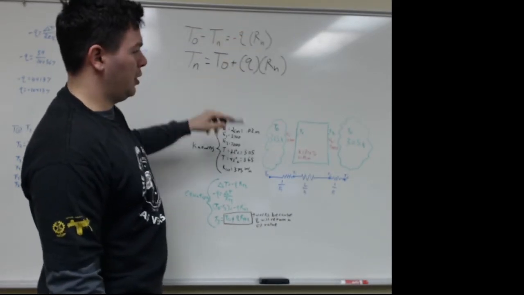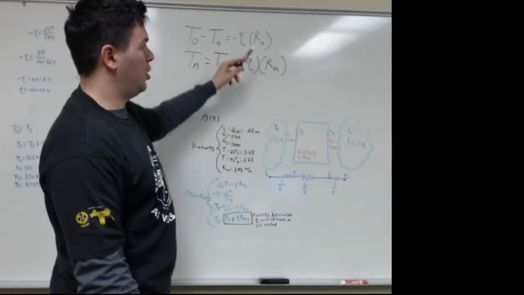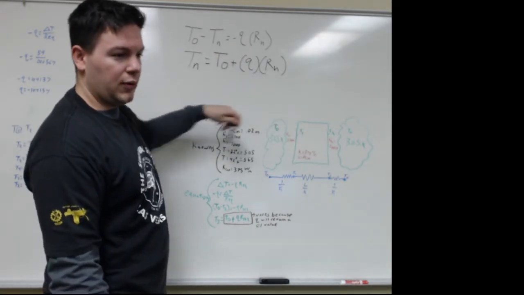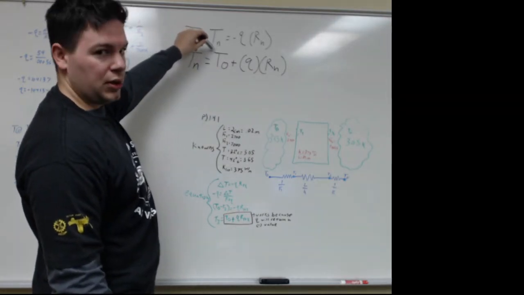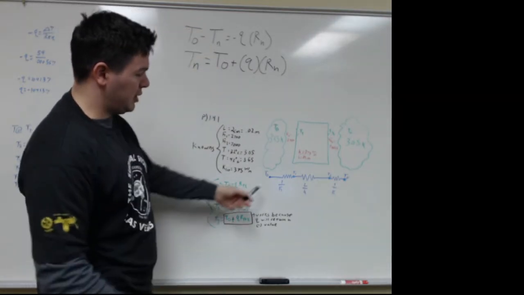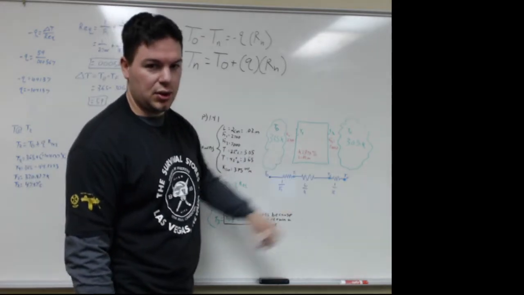So if you're looking for the second or third temperature, you're going to need the resistance equivalent of all of the resistances in between to find the temperature at that point. What that's going to give you is the temperature drop over each resistor as you go along.